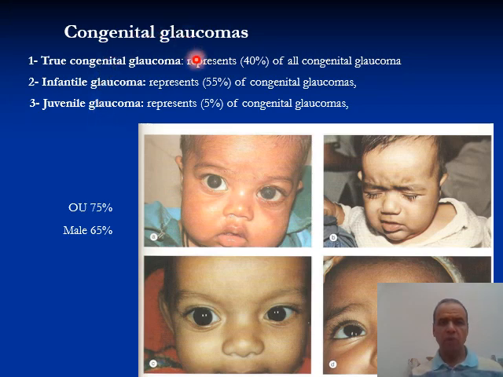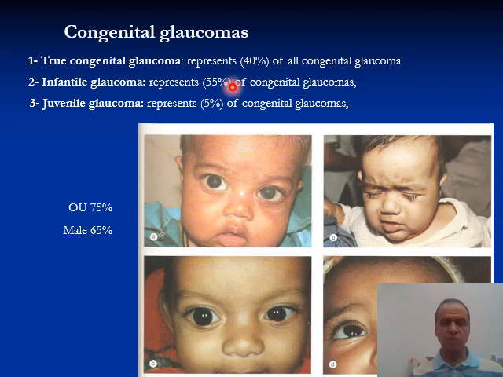Congenital glaucoma is the last and the fourth type of glaucoma. According to the time of presentation, we can divide congenital glaucoma into three types. If the infant is presented with signs of glaucoma since birth, it is called true congenital glaucoma, and this represents 40% of cases of congenital glaucoma.